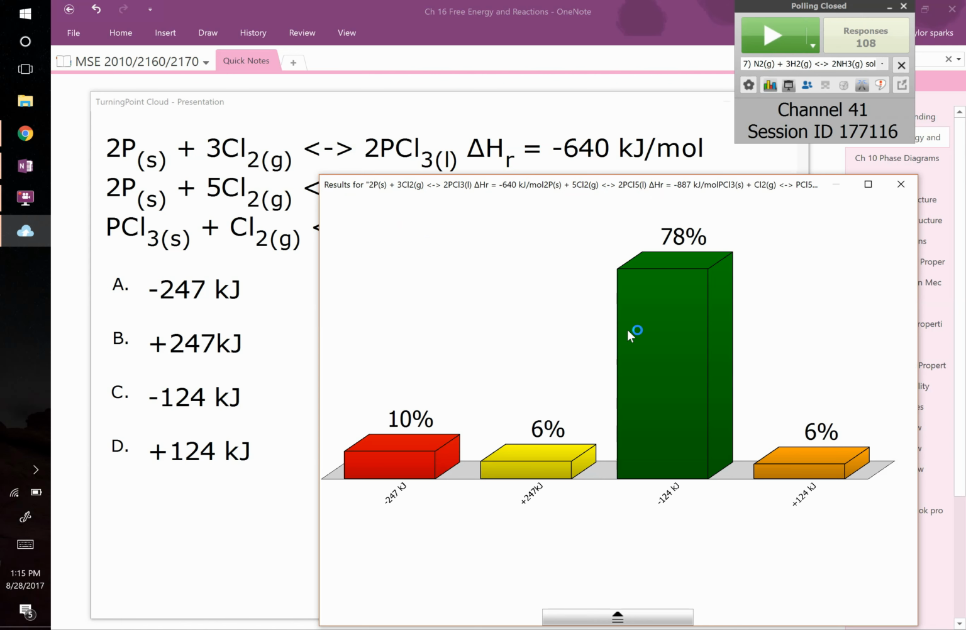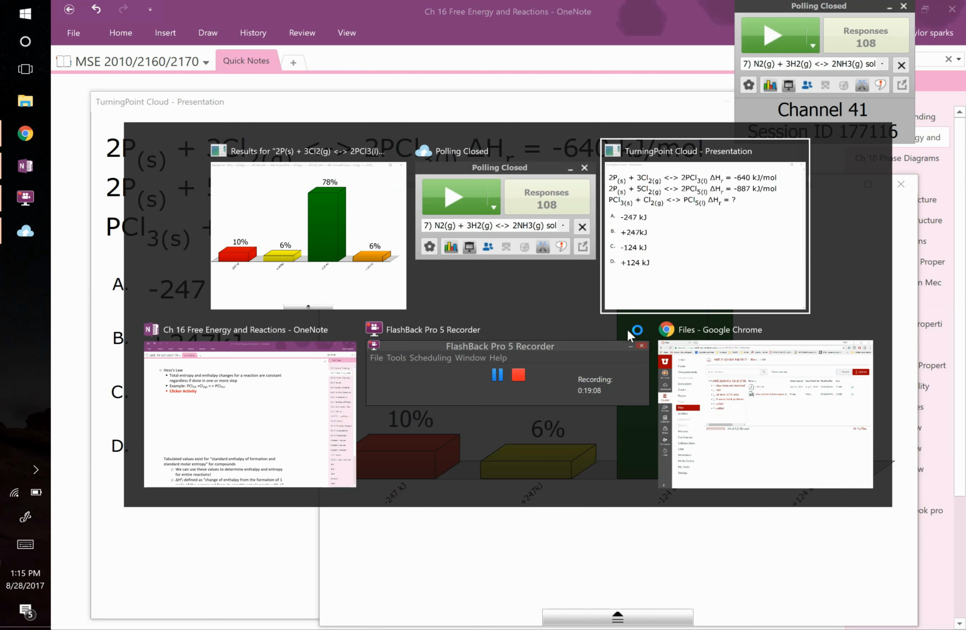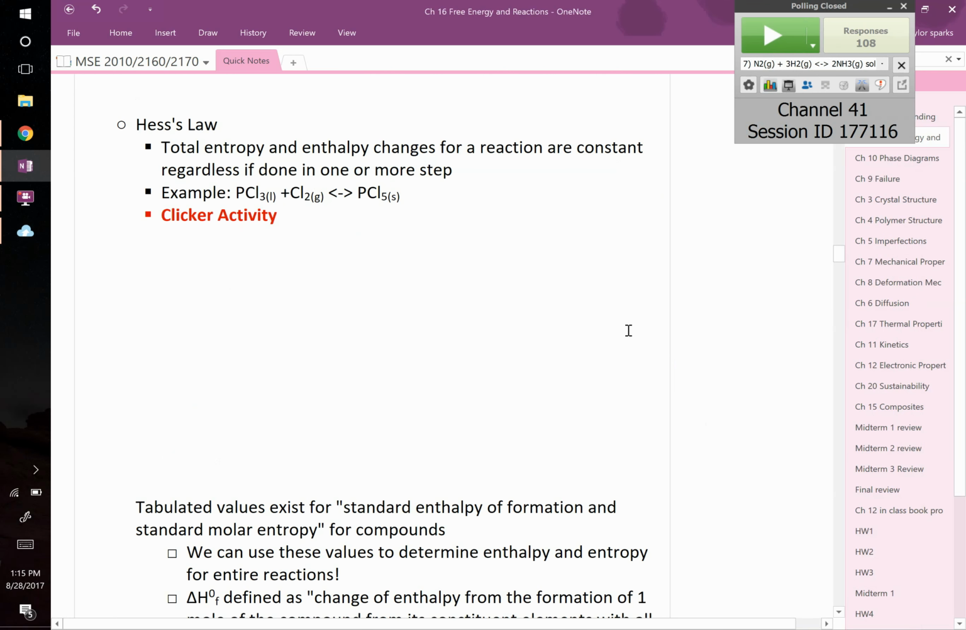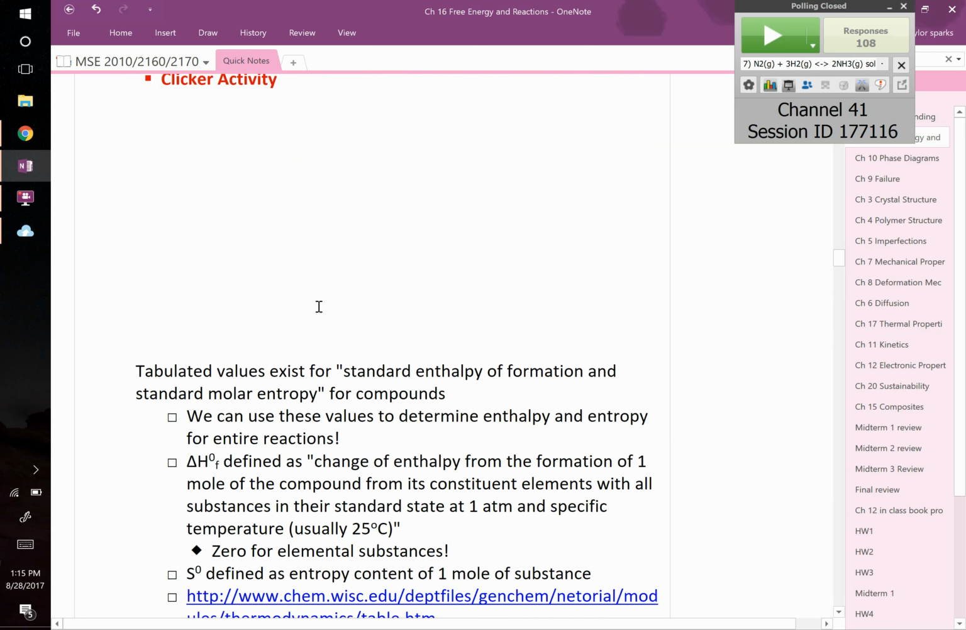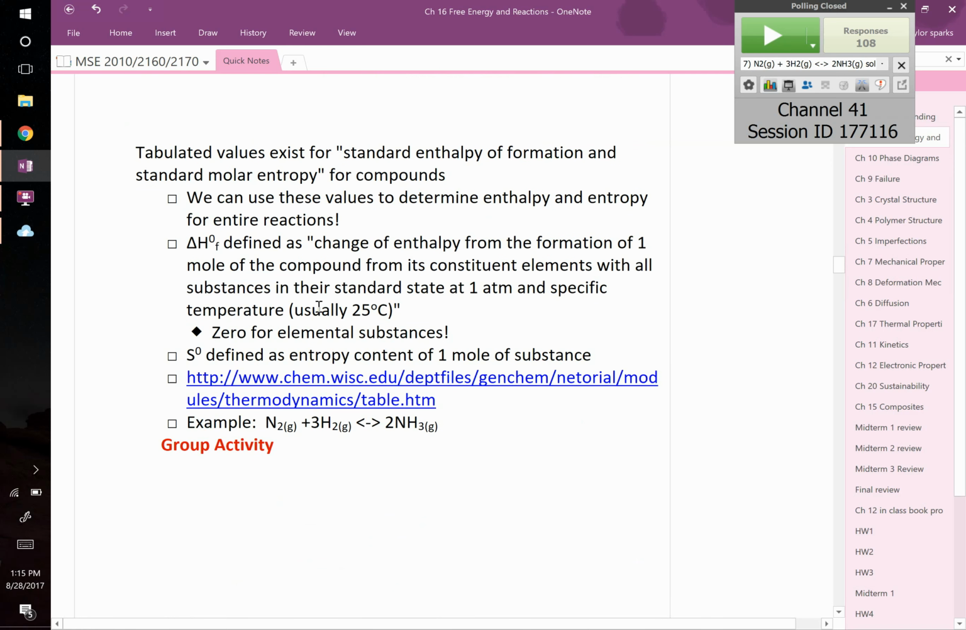Okay, so that's Hess's law, meaning if I give you a bunch of reactions which don't look like the reaction I'm looking for, but you can combine them together in one way or another, you can combine the change in enthalpy or the change in entropy in the same way. So that was with change in enthalpy. We could have done the same thing with change in entropy. Let's go to this next one. There exist tabulated values for what are called the standard enthalpy of formation, or the standard molar entropy for compounds. And the question in the back?